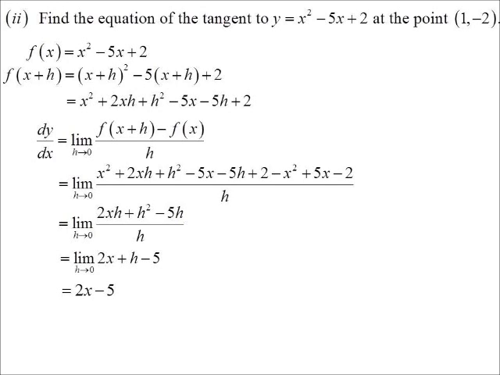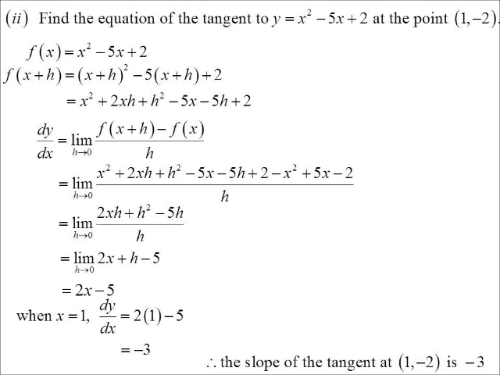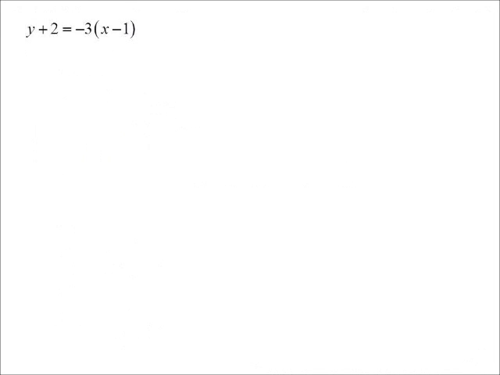Now that is not the slope of the tangent. A lot of people mistakenly think, oh, that's the slope of the tangent. No, it's the formula that allows you to find the slope of the tangent. You can actually physically substitute in to get the slope. So we want to know when x equals 1. So when x equals 1, dy dx is minus 3. That's the slope of the tangent. And if I want to find the equation, point slope formula. And there it is, y equals minus 3x plus 1 for that particular curve.